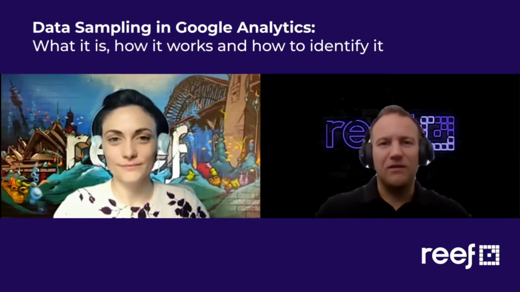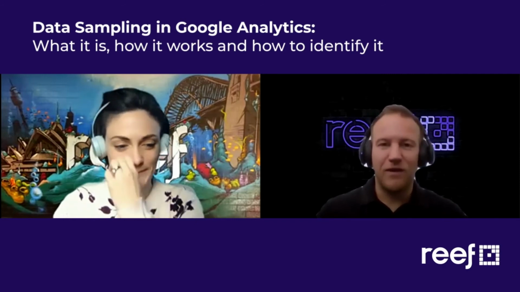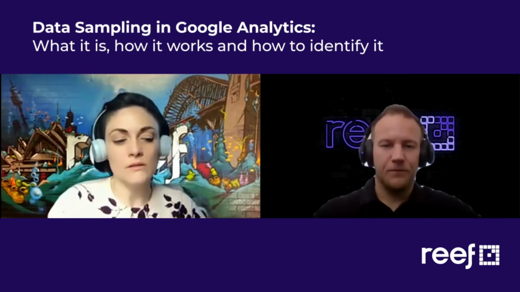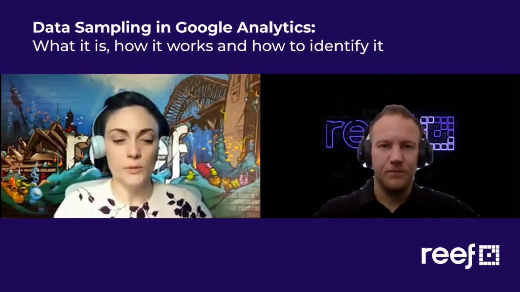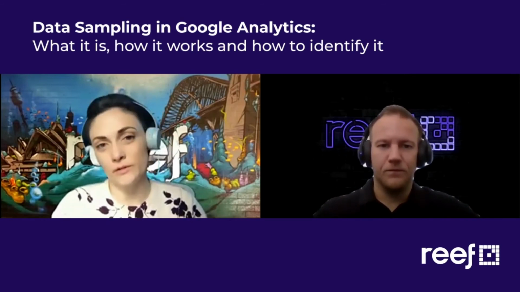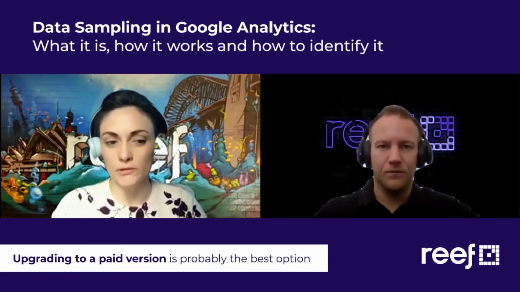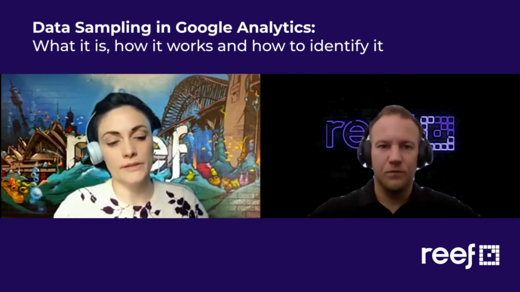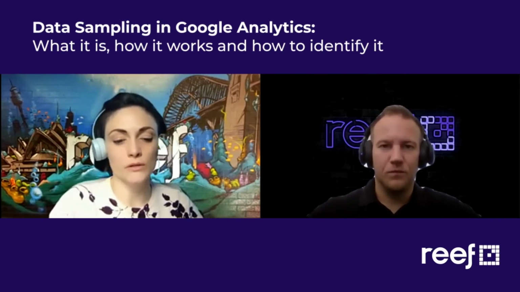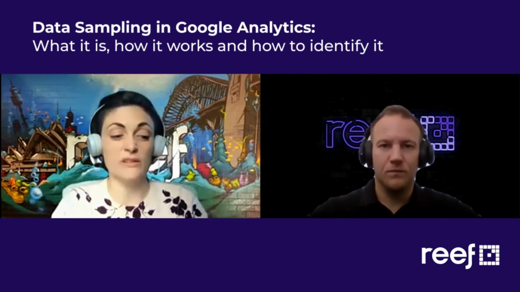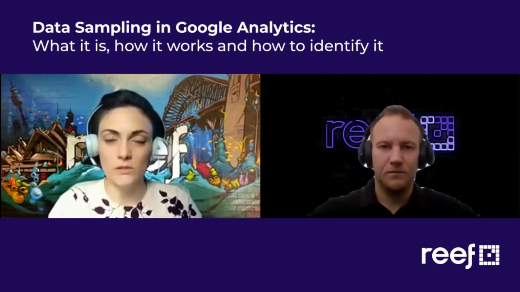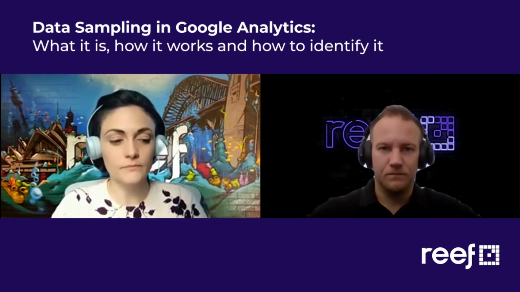Great, thanks, Mel. And if you did want to turn off data sampling, is there any option to do that? Look, if you're really concerned about having sampled data in your reports, then upgrading to a paid version of Google Analytics is probably your best option. In this particular version, data sampling doesn't come into effect until you're running reports with over 100 million sessions within the set data range, so you're unlikely to ever be using sampled data.